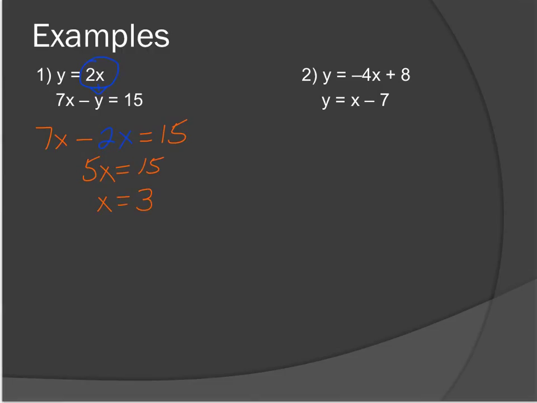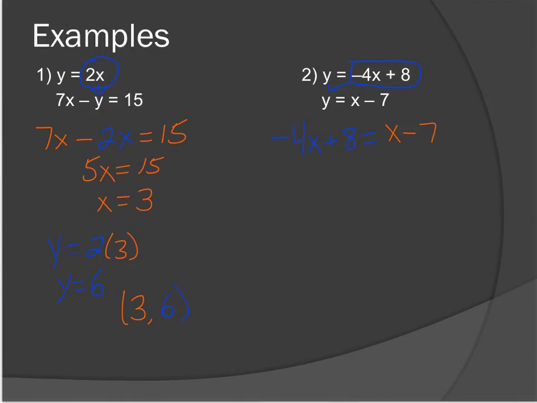So then go back to one of your originals. In this case, I'll go to the first one. Y equals 2 times what x is, or 6. So my ordered pair is 3, comma, 6. A similar idea, number 2. So y is by itself in the first one and the second one. So I'm going to take what y is in the first one and substitute it in for y in the second equation. So I'll have negative 4x plus 8 equals x minus 7.